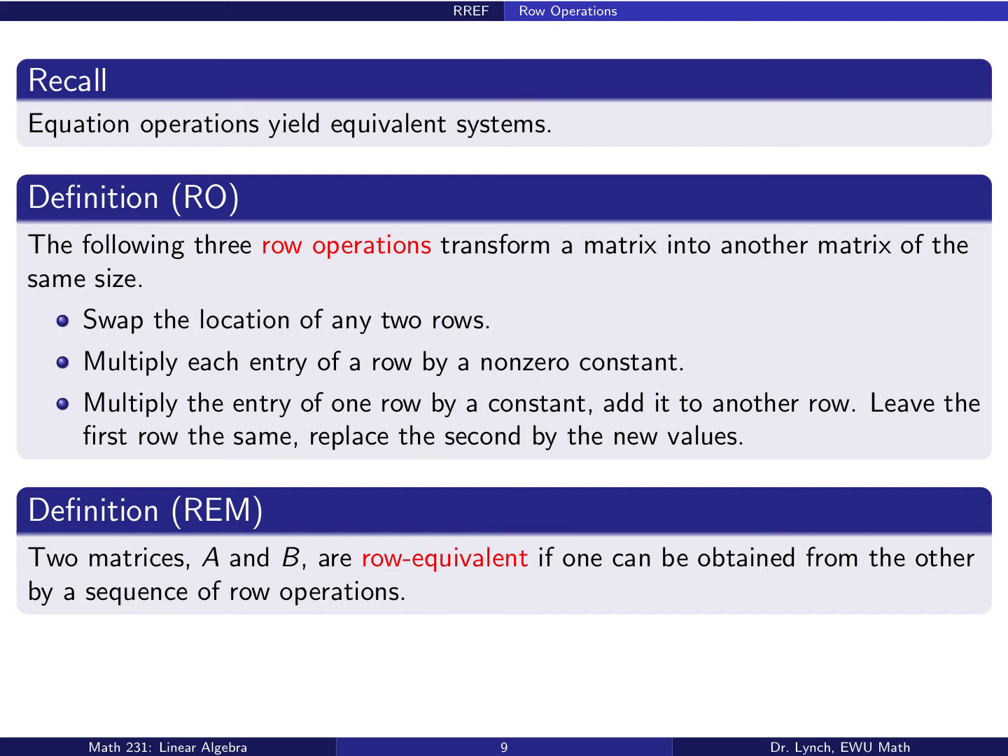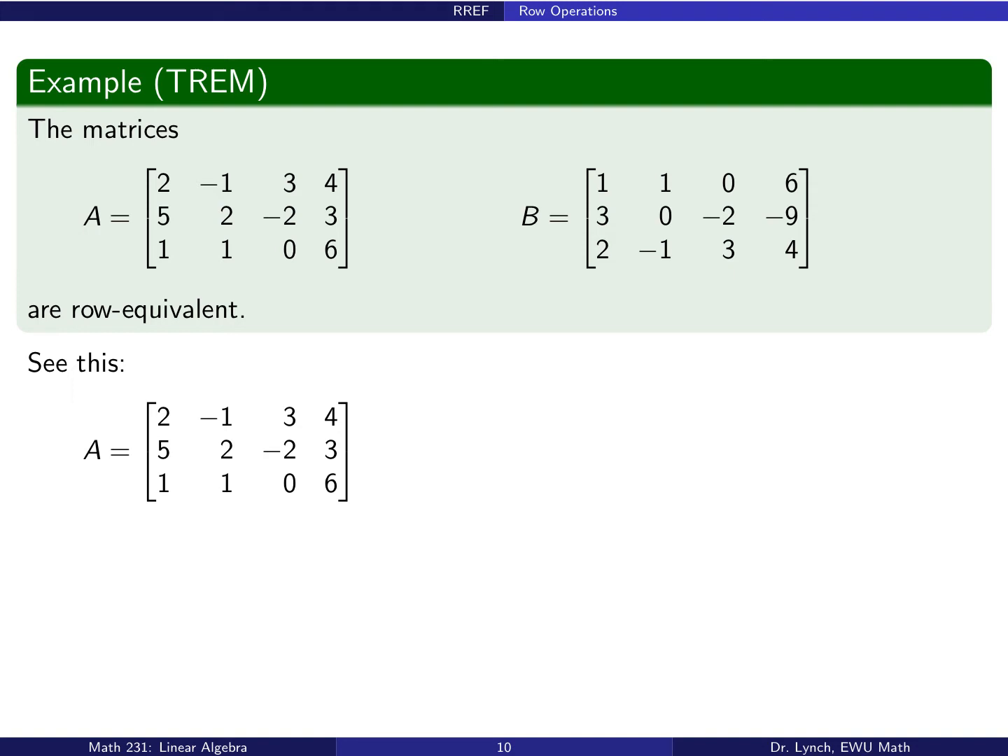Another definition: we say that two matrices are row equivalent if one can be obtained from the other by a sequence of these row operations. As an example, here we have two matrices A and B, which end up being row equivalent. To see this, it looks like we can swap row 1 and row 3, and then use some row operations to get a new row 2.